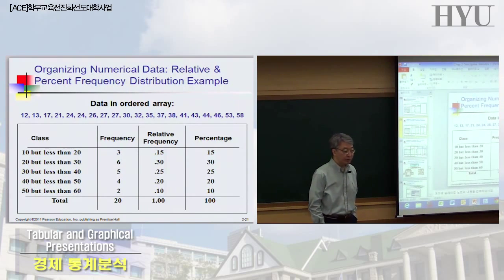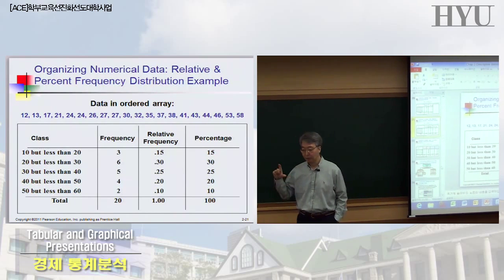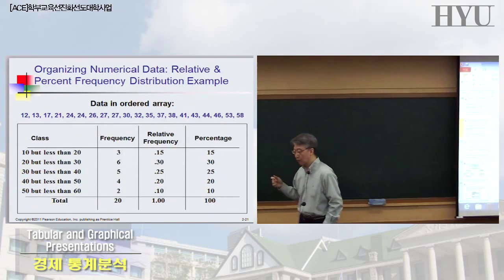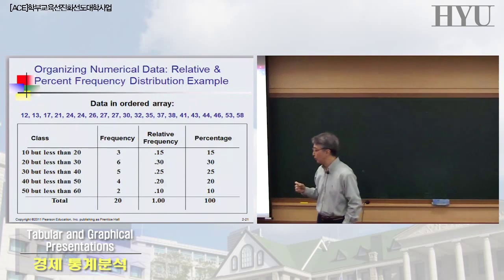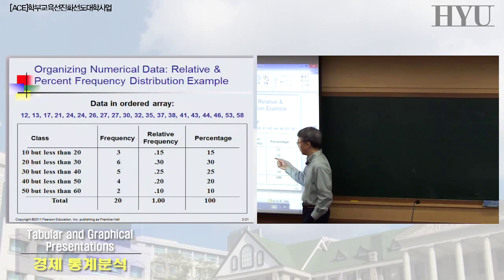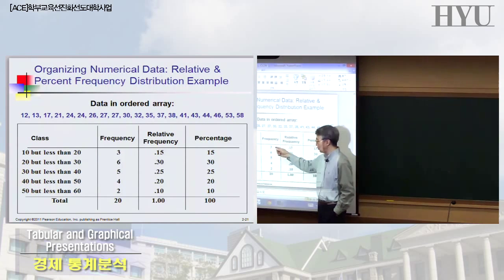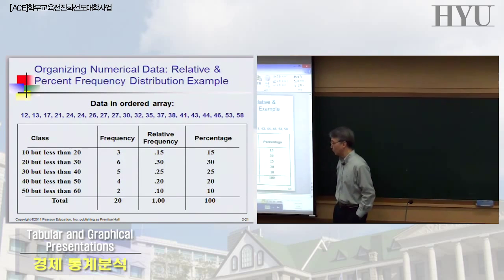That was the raw frequency. But many times we want to know the relative frequency. So compared to the total number, how large is this class? Many times we convert the raw frequency into relative frequency, and you know how to do that. We divide each frequency by the total, and we come up with fractions like 0.15, 0.3, and so on.